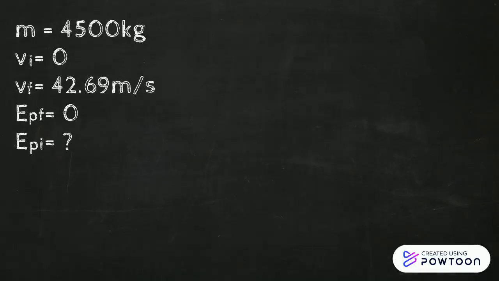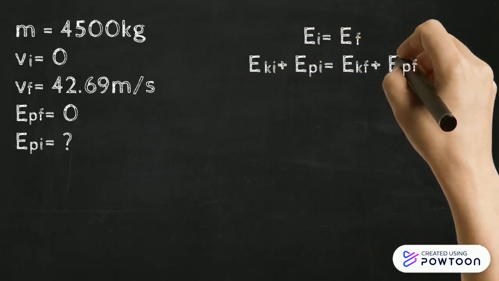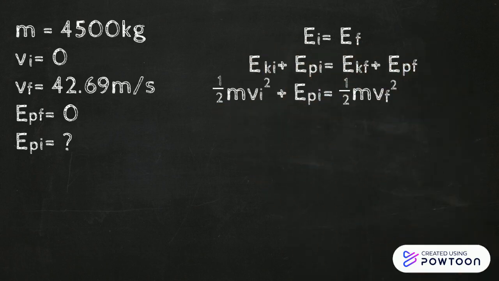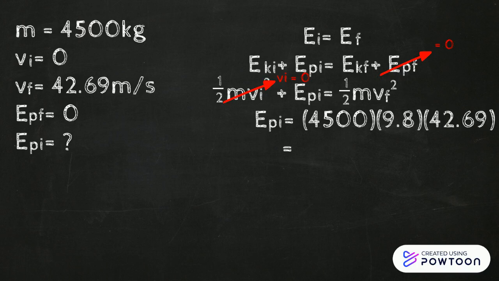We can use the law of conservation of energy again to find the gravitational potential energy. We can cancel out the final potential energy since we know that it equals 0 when it hits the bottom. And we can cancel out initial velocity since it's at rest. Subbing in our values, we get 96,062.09 joules of the gravitational potential energy of the train.